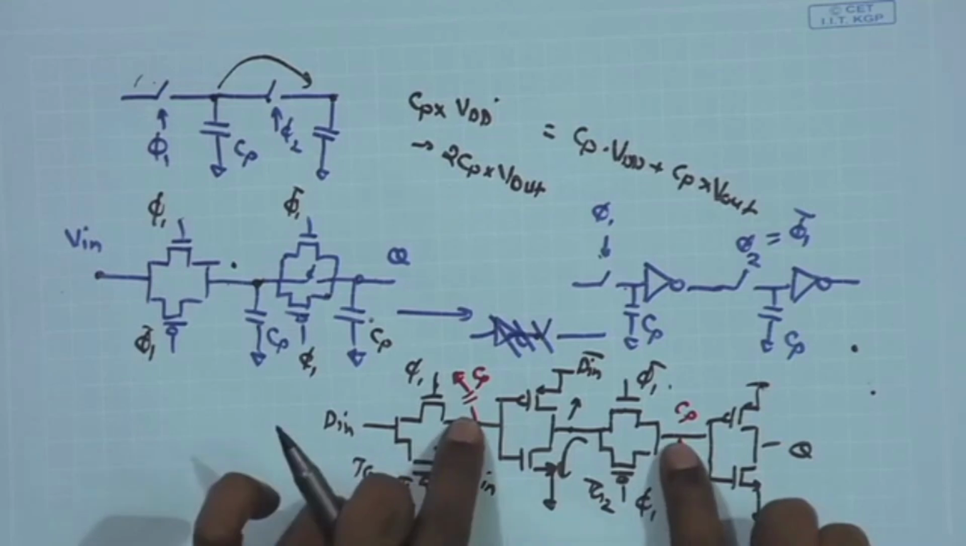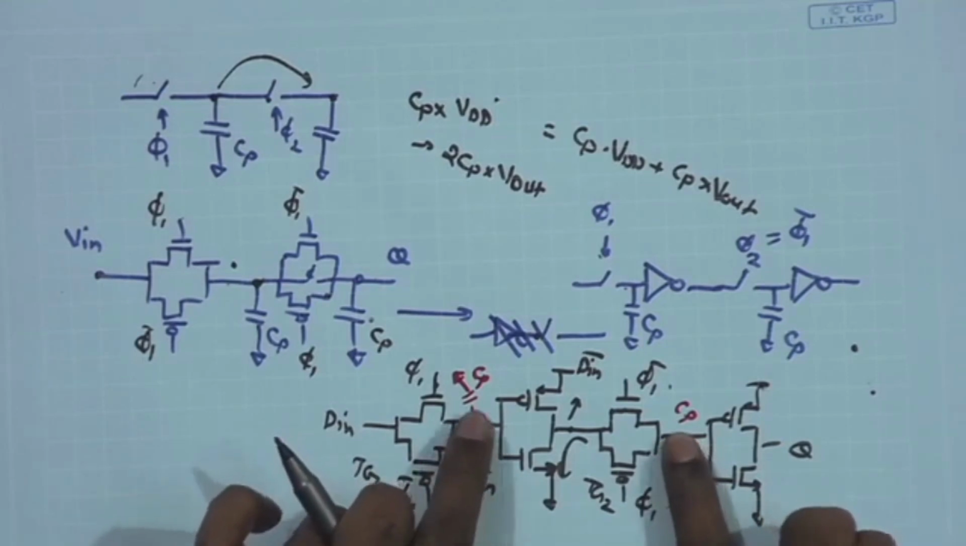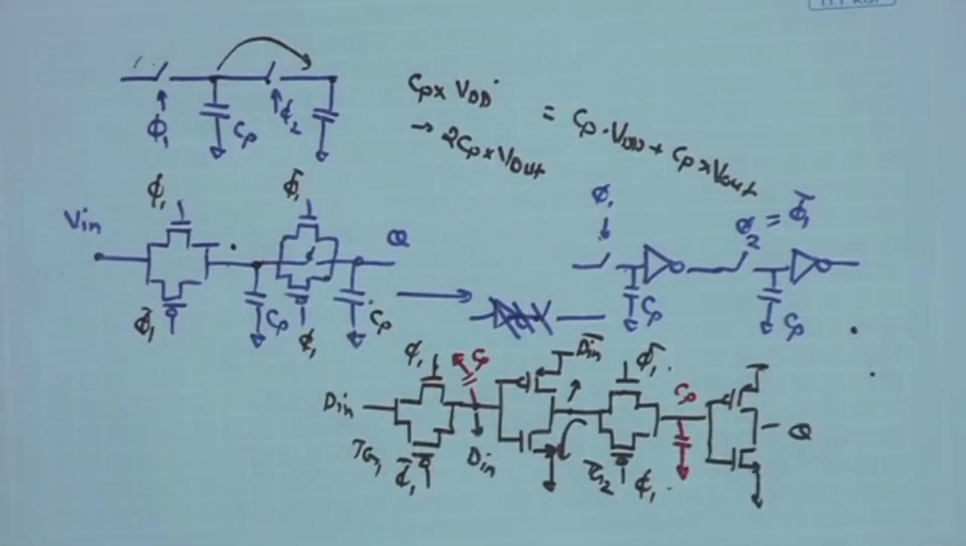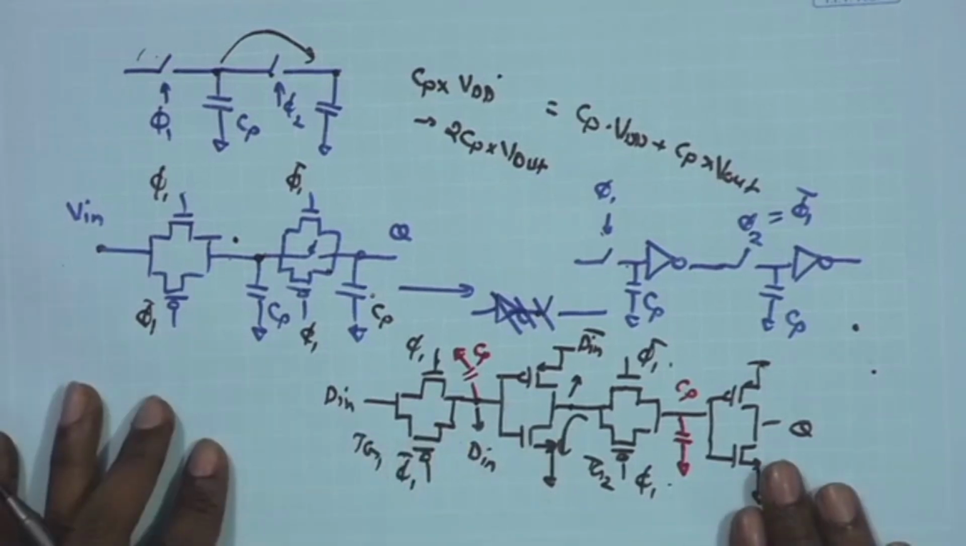So, these are the two nodes, or the parasitic capacitances, and these two nodes are essentially doing the role of storage. They are basically storing the charge in this particular configuration of the latch. This is clear.